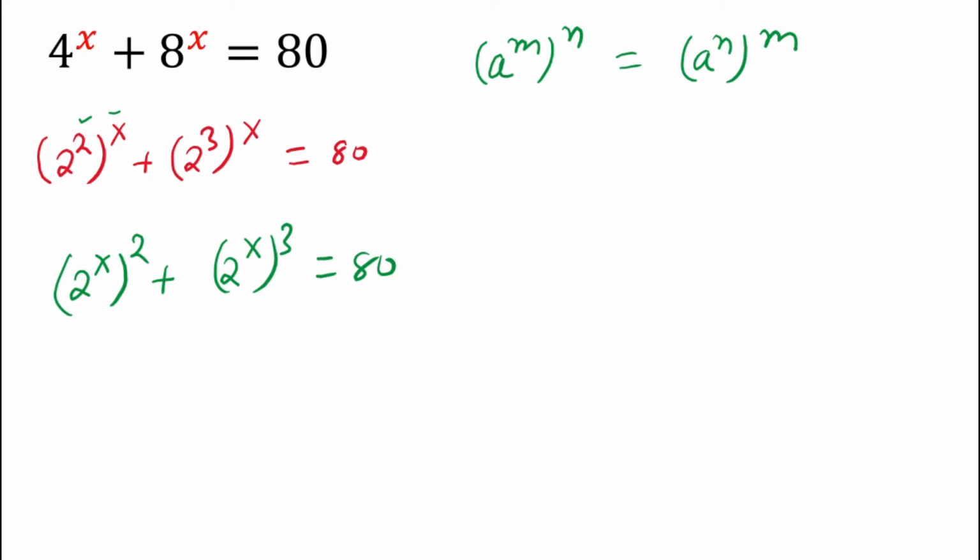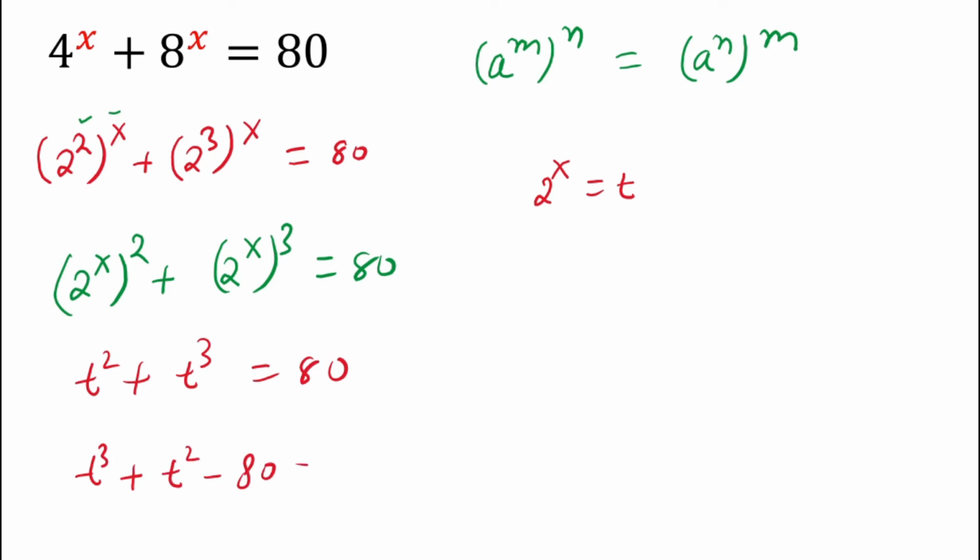Now here we will apply substitution. If we substitute 2^x = t, then t^2 + t^3 = 80. If we take all the expression on the same side, then t^3 + t^2 - 80 = 0. Here we have a cubic equation, t^3 + t^2 - 80 = 0.